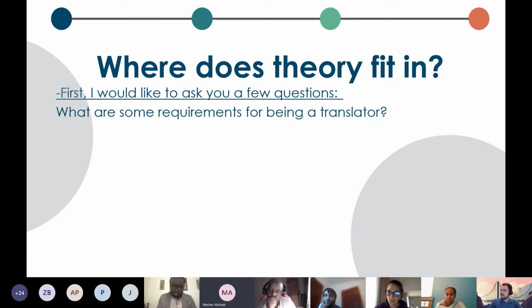Any other requirements? You need to know the culture of both languages. Very good, yes, and that's another thing we're going to talk about. You have to be aware of the cultural differences and you have to understand them. Anything else? To be accurate as much as you can. Yes, accuracy is very important with being a translator. That ties in with being good at the target language and also the fact that a translator needs to be, first of all, a very good reader.